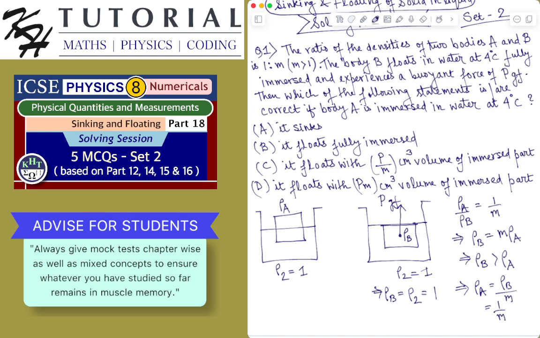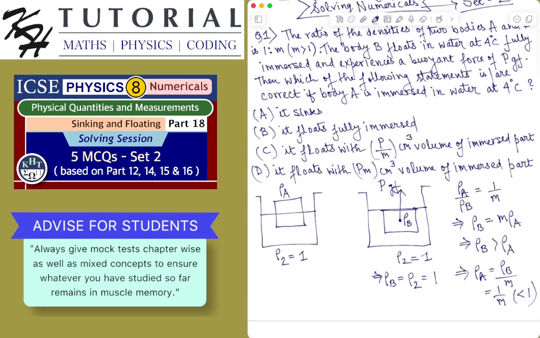And since m is a number greater than 1, clearly 1 by m is a number which will be less than 1. So rho A is less than 1. And rho 2, which is water at 4 degrees centigrade, is 1. So we can clearly see that rho A is less than rho 2.